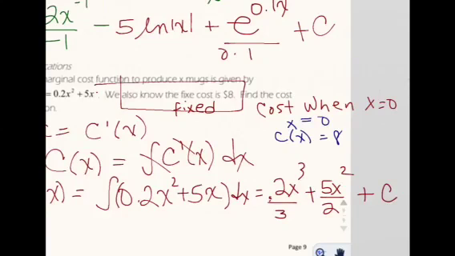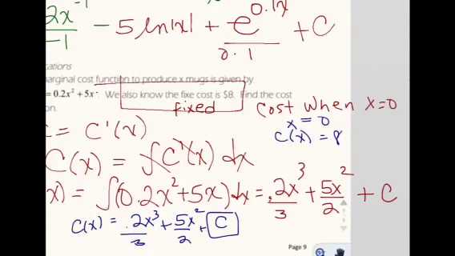So here's my cost function. We did find it. C of x is 0.2 x cubed over 3 plus 5x squared over 2 plus an unknown constant. But I now know a way to find this c. I can substitute in 0 for x and 8 in for the c of x. So 0 in for these two x's and 8 in for this c of x.